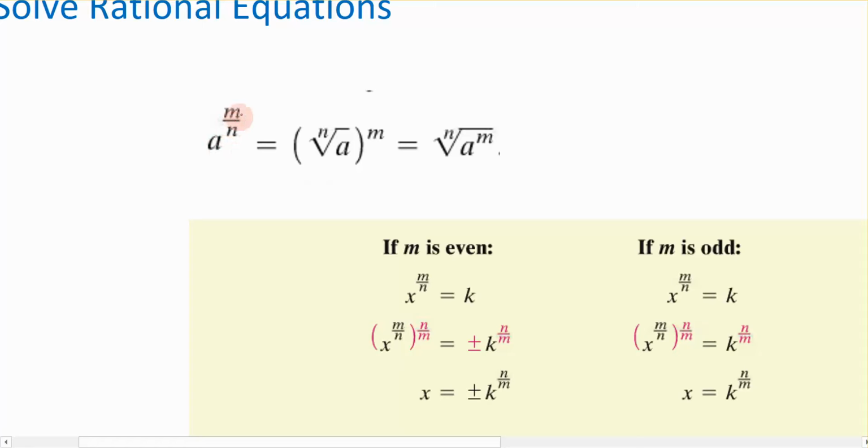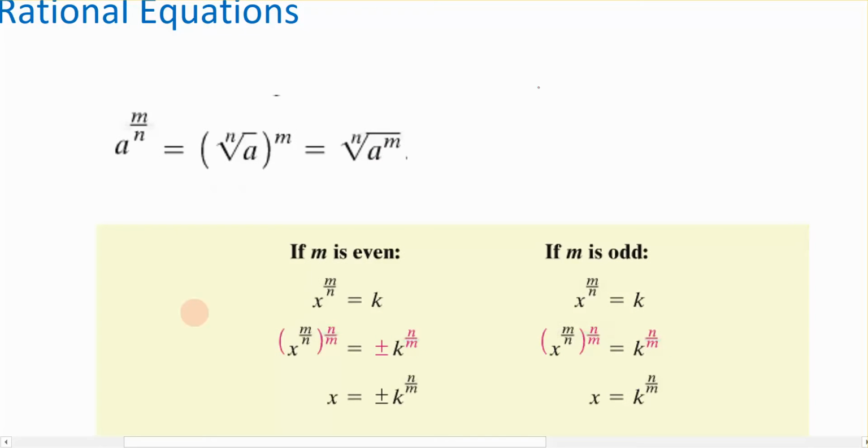We can rewrite it in its radical form by taking the denominator n, and it becomes the index of my radicand, and the numerator m becomes the power. Now I usually write it as this. Again, we have our rational over here. n becomes the index, and m becomes the power. Okay, that's the first thing you want to remember.